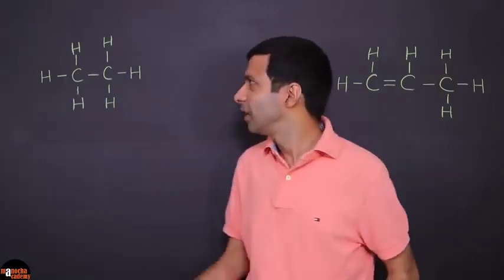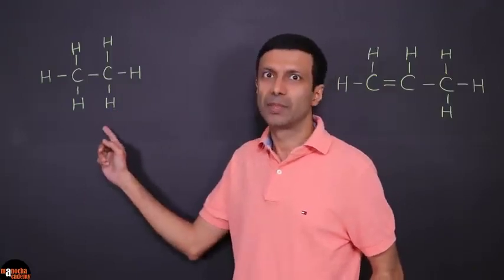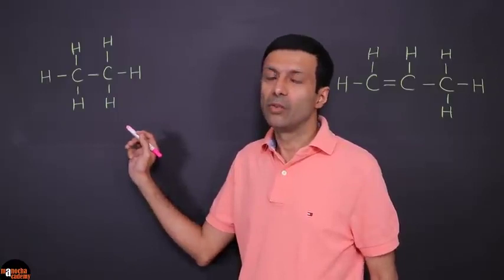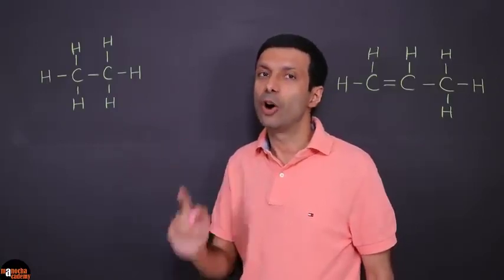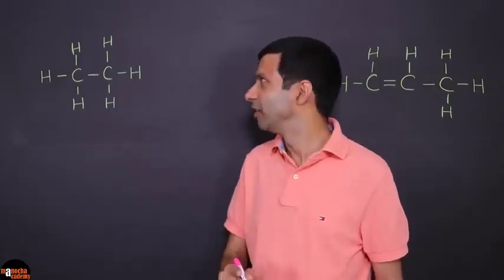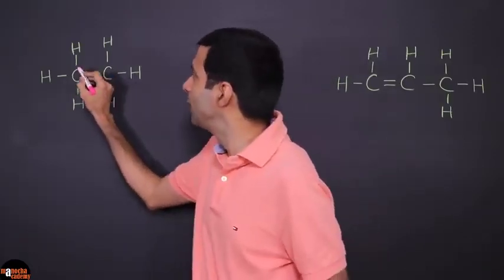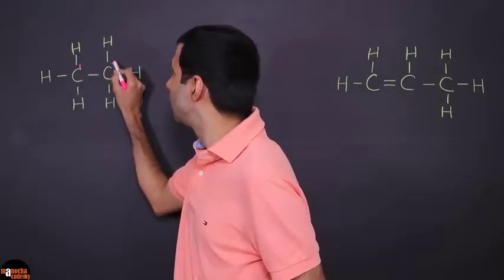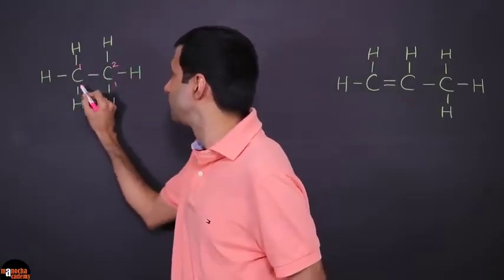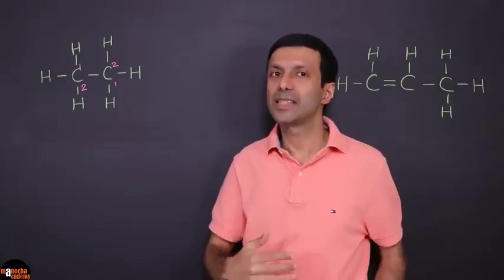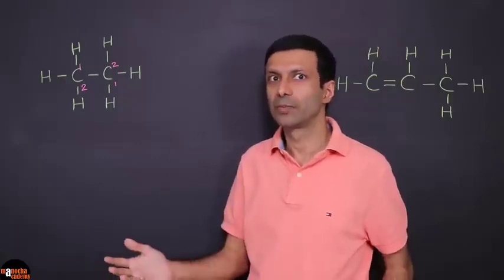Let's start with this simple example. So what do we have here? To name this compound, you need to first find the longest continuous carbon chain, which is these 2 carbons here. Now go ahead and number it forward and backward. Now why do we do the backward numbering? We'll discuss that later in the video.